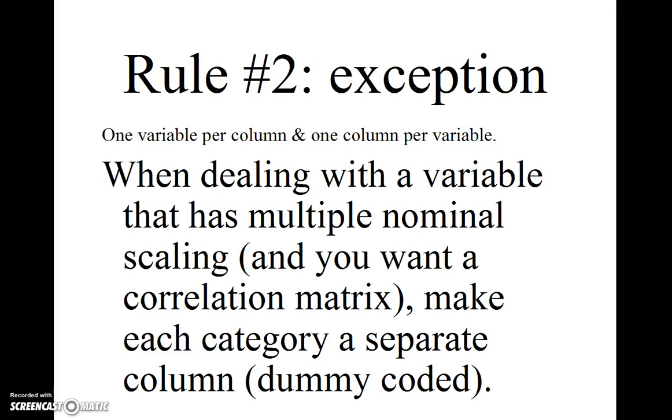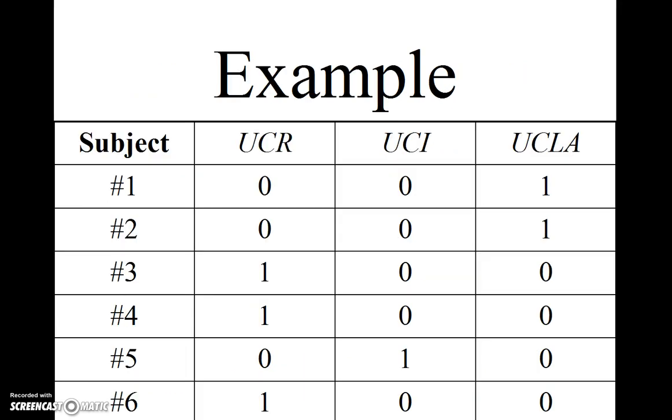When dealing with a variable that has multiple nominal scaling, and if you want to use a correlation matrix instead of an analysis of variance, what you should do is make each category within the multiple nominal variable a separate column. In other words, a yes-no variable of its own that we can dummy code.